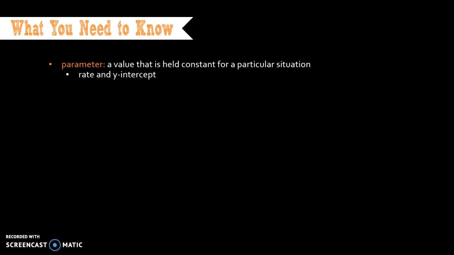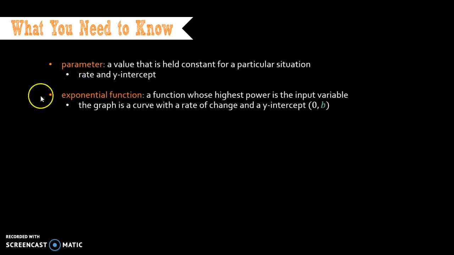Parameters, again, are those values that are just held constant. For an exponential function, your parameters are going to be the rate and the y-intercept. We don't really call it slope, we call it rate. Remember how we did average rate of change? And exponential functions are a function where the highest power is the actual input variable itself. Your graph is a curve with a rate of change and a y-intercept of b.